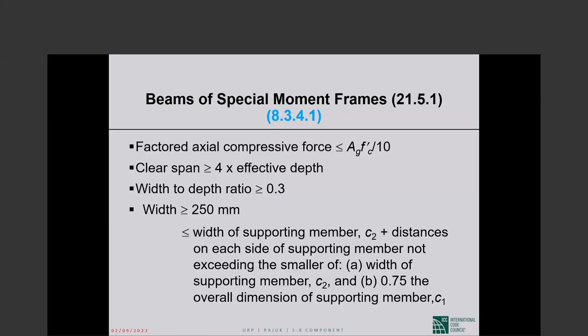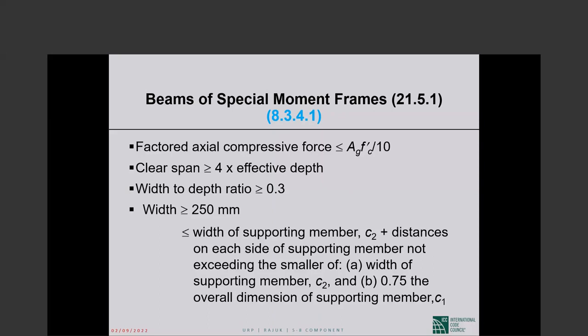Okay. So factored axial force, now that includes earthquake effect. If earthquake causes axial force, which typically does not in a beam, but in principle, the axial force due to earthquake is included in a column. That is kind of important. So factored axial compressive force less than or equal to 1/10 of Ag f'c.